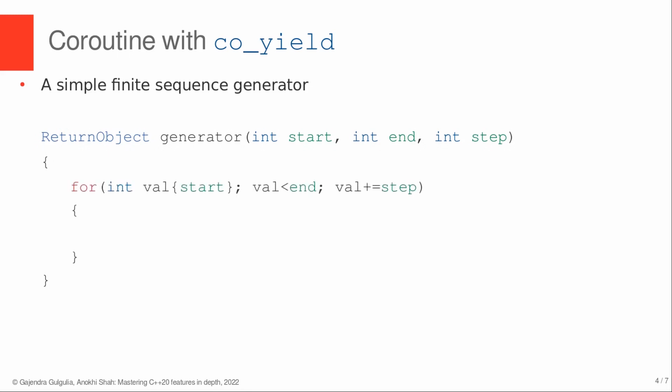Within the body of the generator coroutine, there's a simple for loop that iterates till the loop counter variable reaches the end value. And in the body of the for loop, we would like to return the loop counter variable to the caller of the coroutine and suspend the coroutine. To do this, we need a couple of steps. First step is very straightforward. You simply need to type co_yield val. That's it. But the second step is a bit complicated. Let's look at it in the next slide.